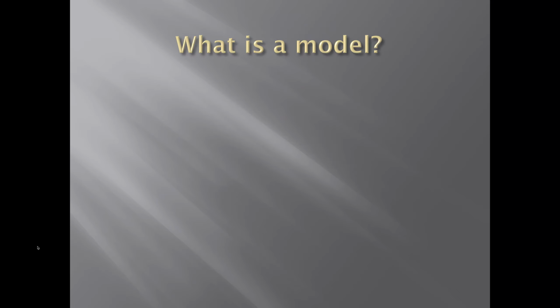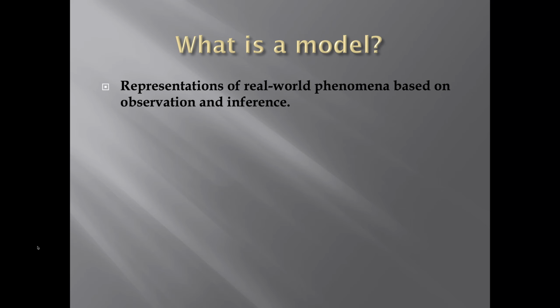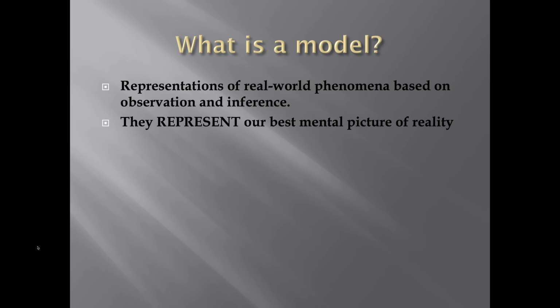Well, first, you have to understand what a model is. A model is simply a representation of real world phenomena based on observation and inference. Even a fashion model, when they wear clothing, is a representation of how that clothing is going to look when you're wearing it. So, what are some examples of these models? We're going to take a look at those with respect to the atom. They represent our best mental picture of what reality is.